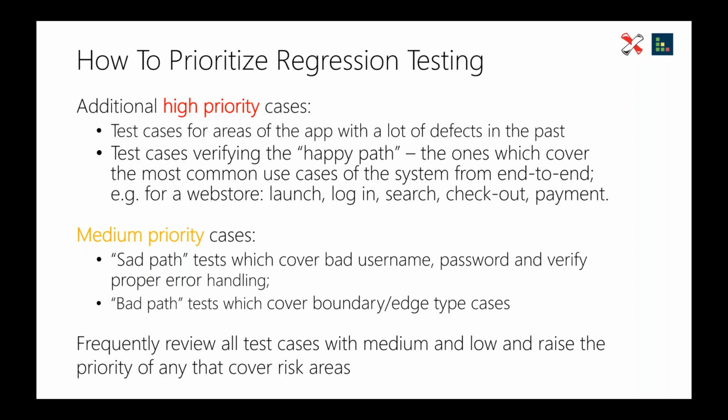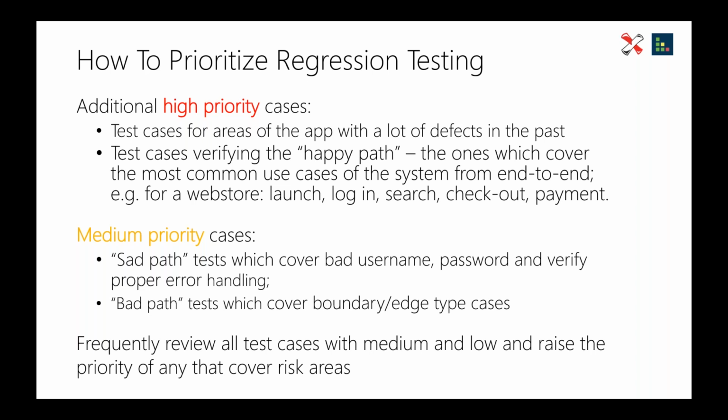Additional information here on how to prioritize regression testing. What I call the happy path, the test cases verifying the happy path, which means what the majority of the users of the system under test need to go through. That's what we call a happy path here. For a web store, that would be launch, login, search, checkout, and payment. And there's a lot of additional stuff, I'm fully aware of that, but this is where you want to get started, right?